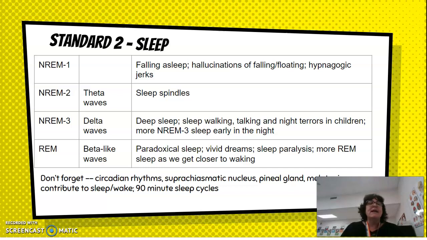Remember that you also have 90-minute sleep cycles. That often appears on the test. So that's the basis of sleep. You got that good chart. Look it over. Use it. You should kill it on standard 2 with that chart. You're lucky you get an open note test.